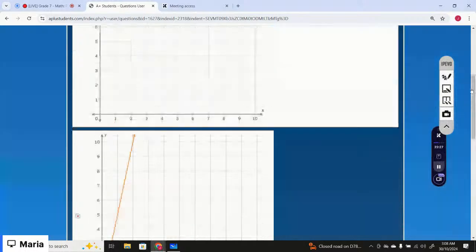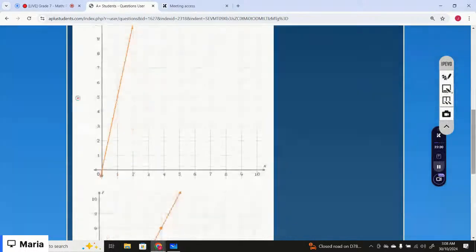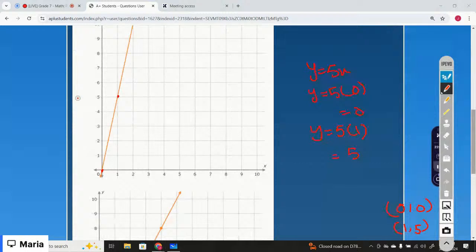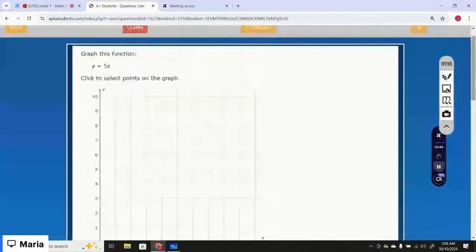Here is the point 0, 0 and 1, 5. Option number 1 is the correct option. Got it? The correct option is option number 1.